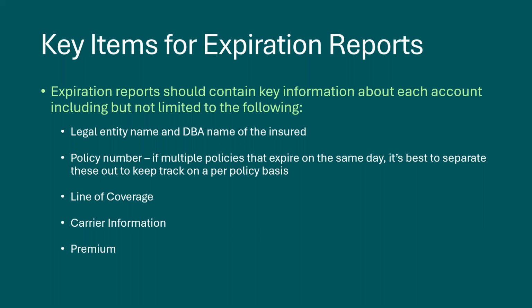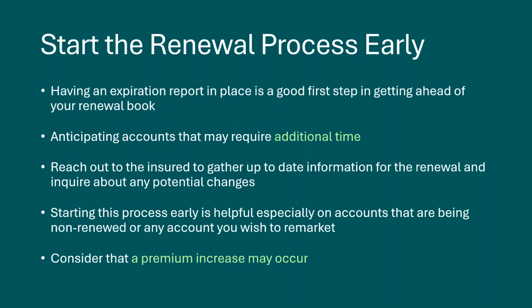And then the line of coverage, so that could be their general liability, their property, their work comp, their expiring carrier information, and then the premium. And on the premium, I want you to keep in mind any midterm premium bearing endorsements that may have occurred throughout the policy term. I will also add that if an account is going through a wholesaler, it would also be helpful to list the current wholesale agent so you can be in contact with the correct office for any correspondence.